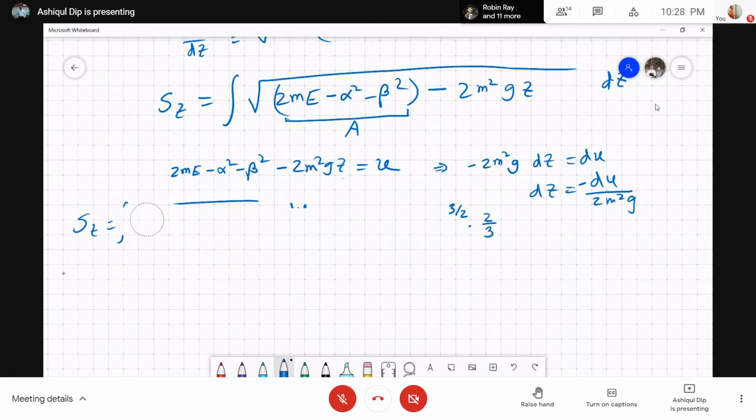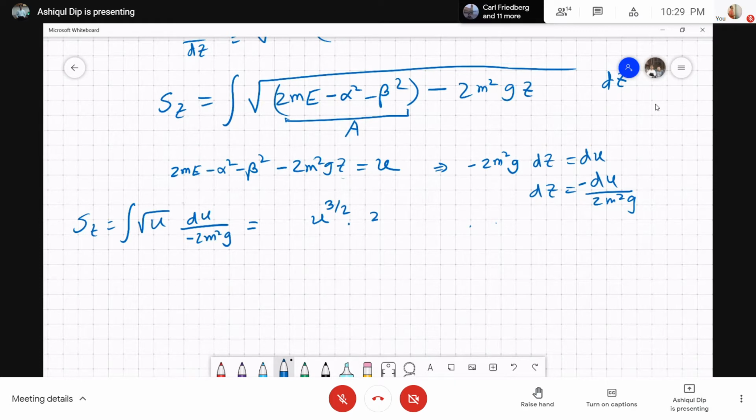So instead of having, in your transformation, I'll have this square root u du divided by negative 2 m square g. This is what you wanted to do, right? Yes, that's the same thing. That's what I did as well. So it gives you u to the power 3 by 2, then divided by 3 by 2, which means multiplied by 2/3, right? And then you have your 1 over negative 2m square g.